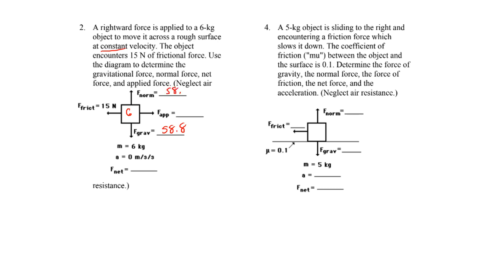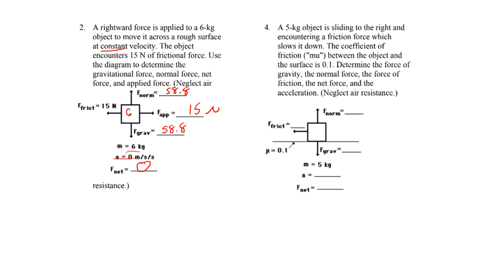Since it's a constant velocity, that means there's no acceleration. Oh, I told you the mass. So this is going to be 15 newtons. So the F net is going to be 0. Perfect.